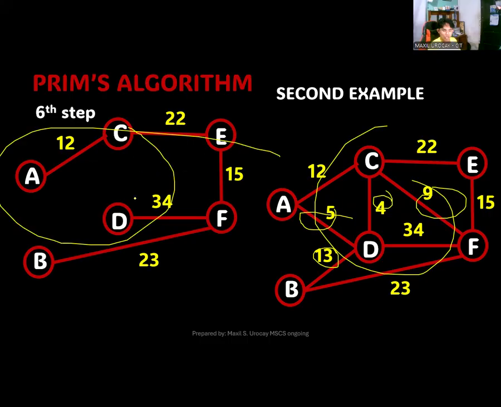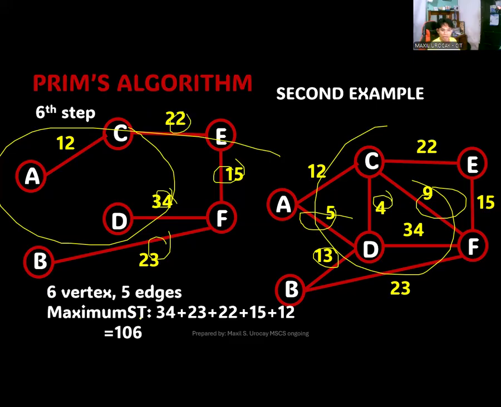You have to make sure to sum it up: 34 plus 23 plus 15, 22, and 12 becomes 106. You have 6 vertices and 5 edges. So that's how you will do Prim's algorithm.